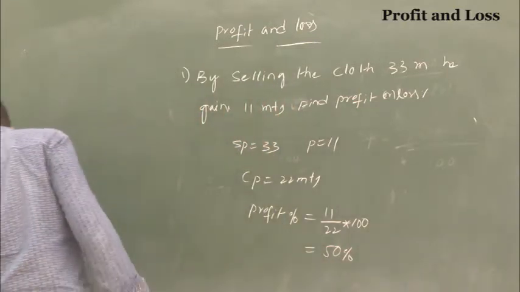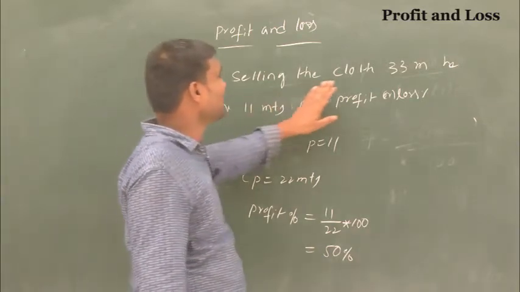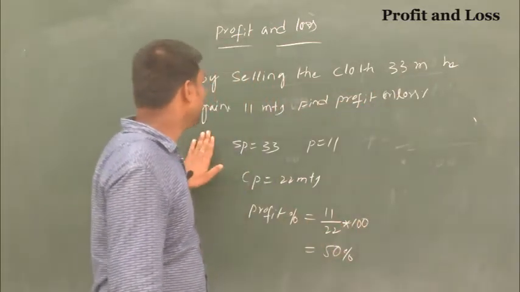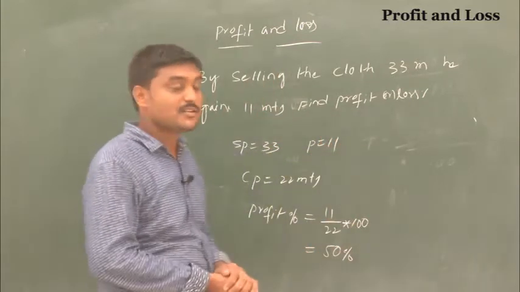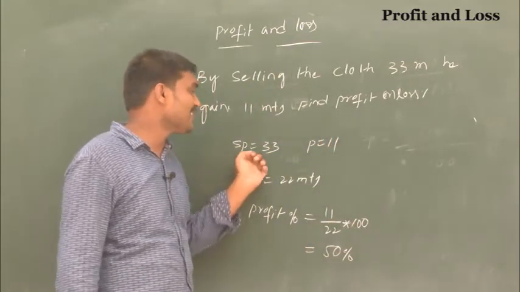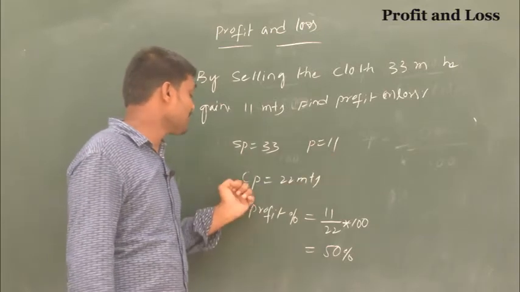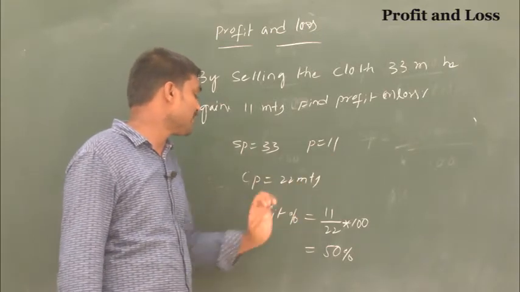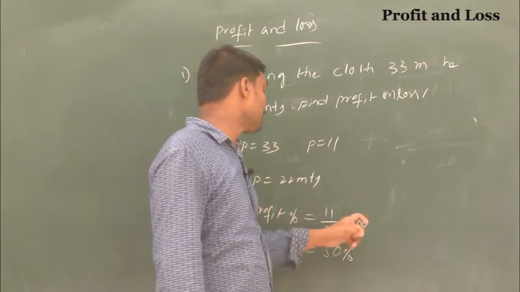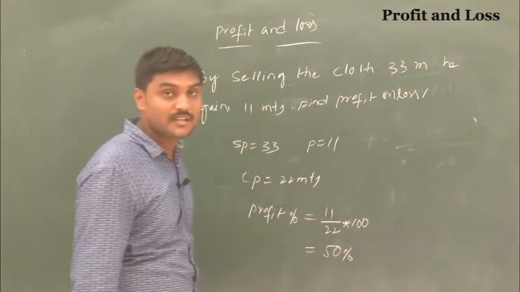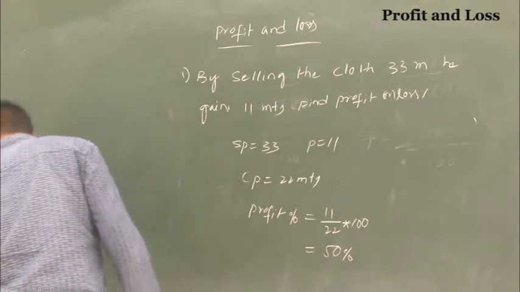Once again: by selling 33 meters of cloth, he gains 11 meters. Find profit or loss percent. Selling 33 meters, he gains 11 meters, that's why cost price is 22 meters. Profit percent equals 11 by 22 into 100, that is 50%.